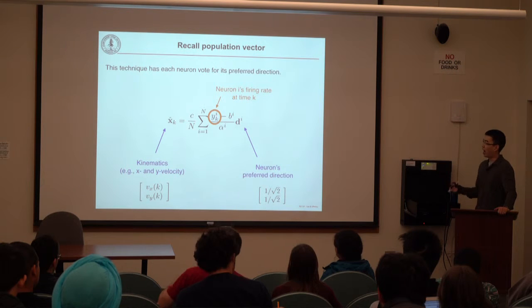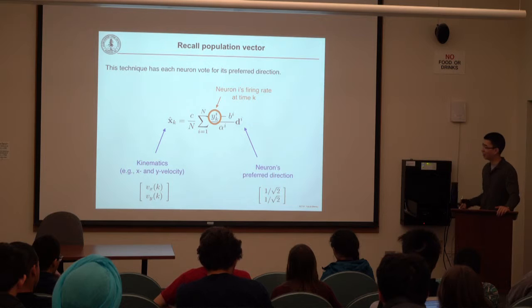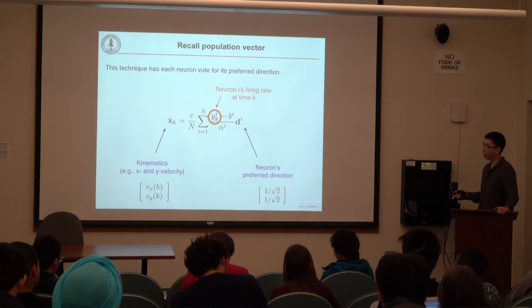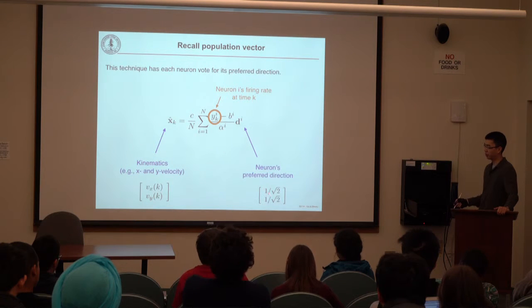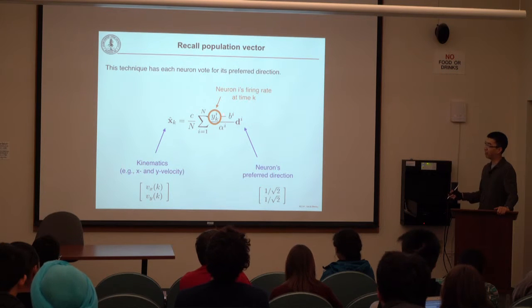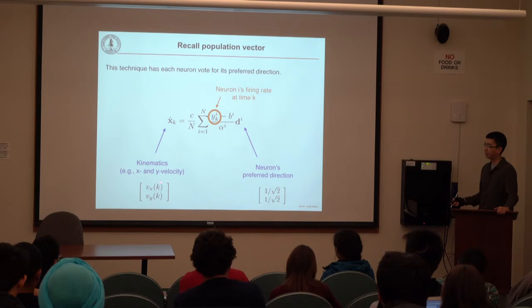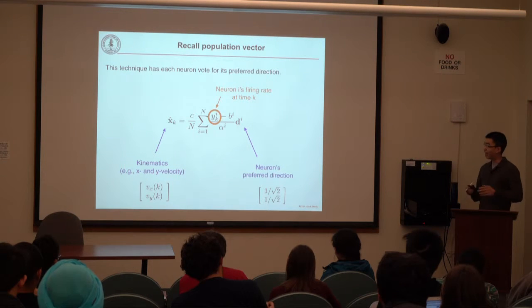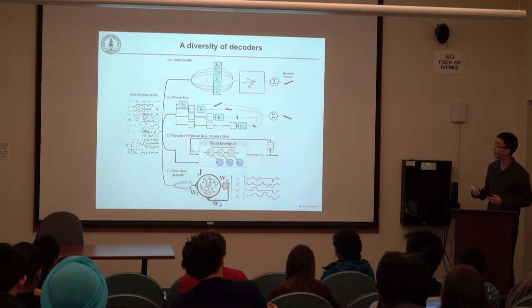All right, so I've plotted up this equation. Not to belabor it, you guys have seen this now 3 or 4 times. This is our population vector. And just as a reminder, we're taking the neuron's preferred direction, which in this case is pointing up and to the right. We're scaling it by the neuron's firing rate. And we're using that to decode kinematics, like the x and y velocity. And again, this looks just like a vector sum.